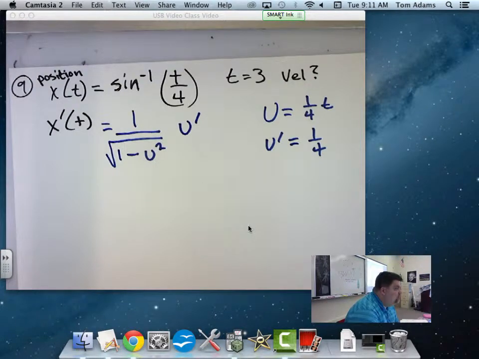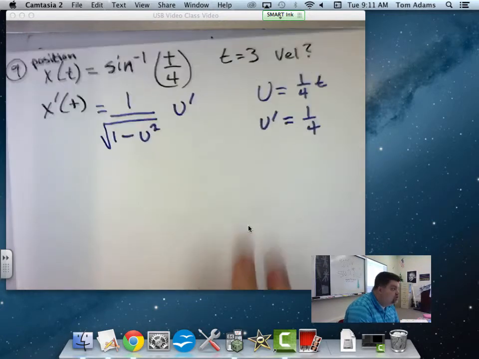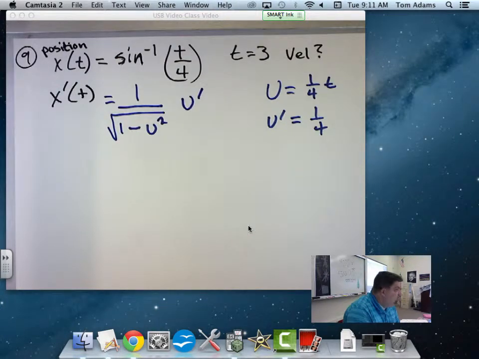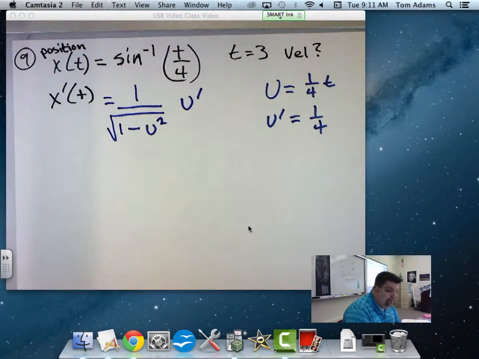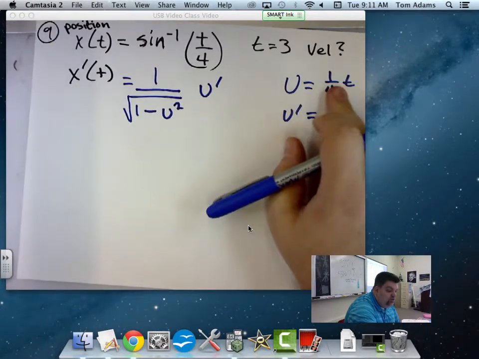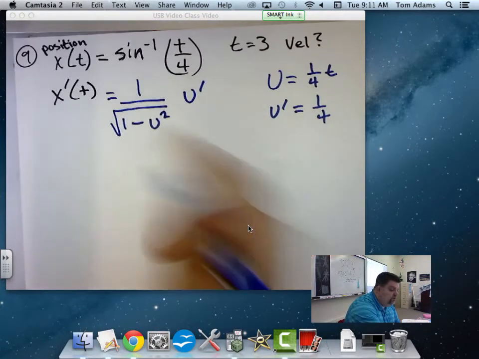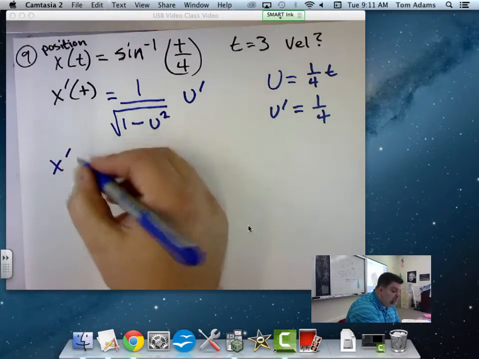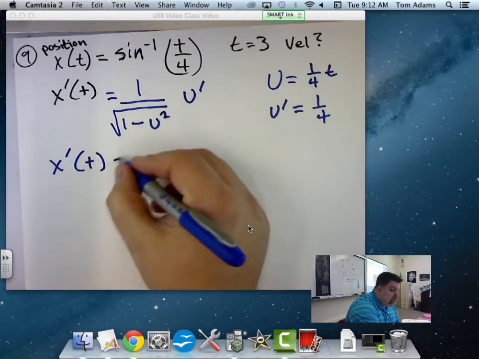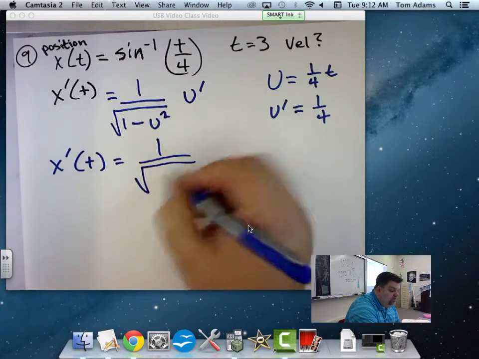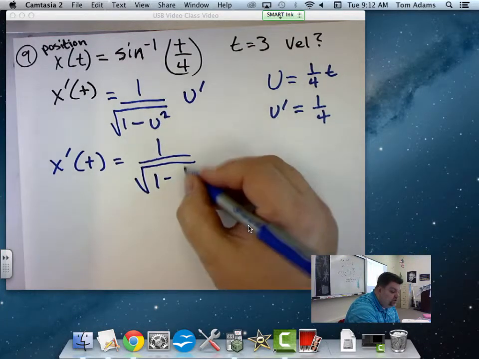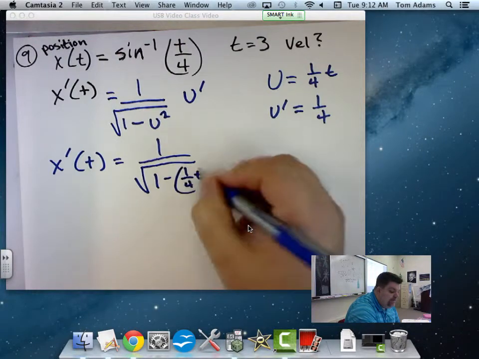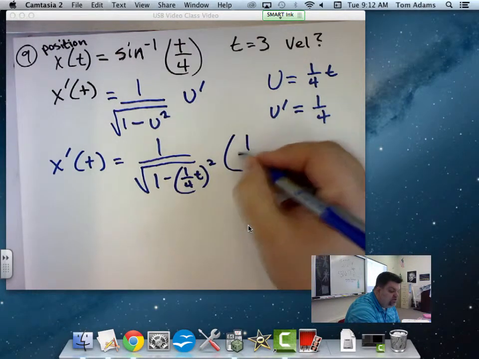Okay? Now, when we did the example, Mr. Adams proved where this relationship comes from, which is good. You should know how to do that. But truthfully, we're going to just memorize this. Okay? So now because I've made u 1/4 t and u prime is 1/4, now I just plug it in. And so I get 1 over the square root of 1 minus u, which is 1/4 t squared, times the quantity 1 over 4.